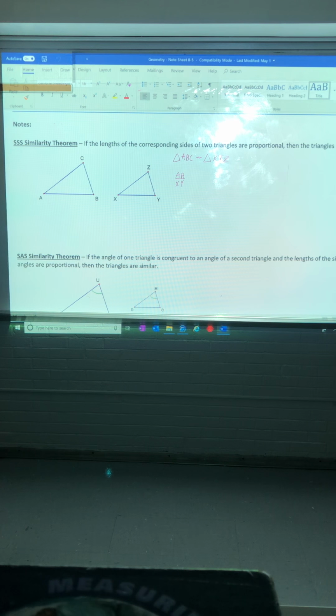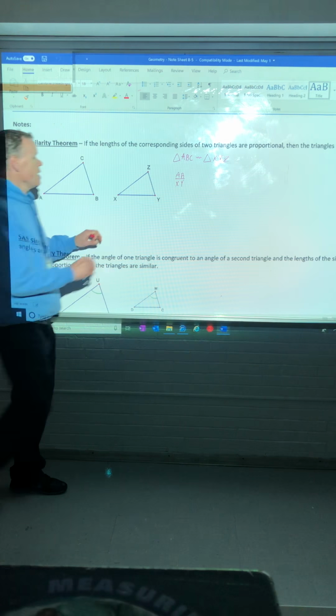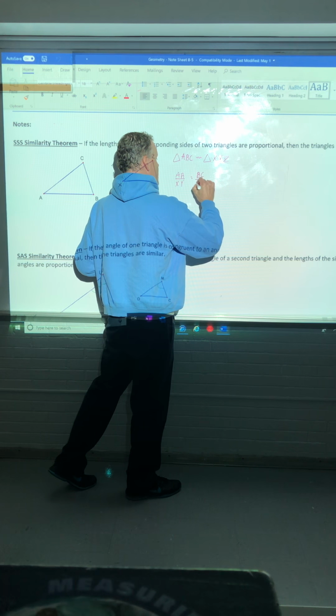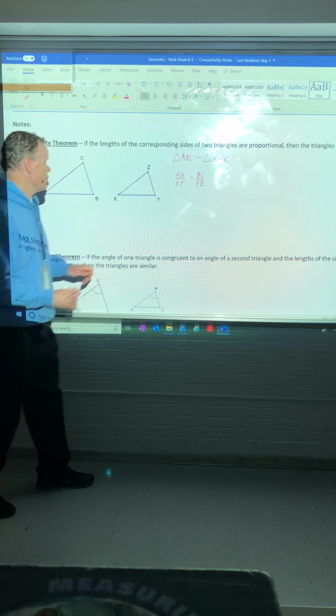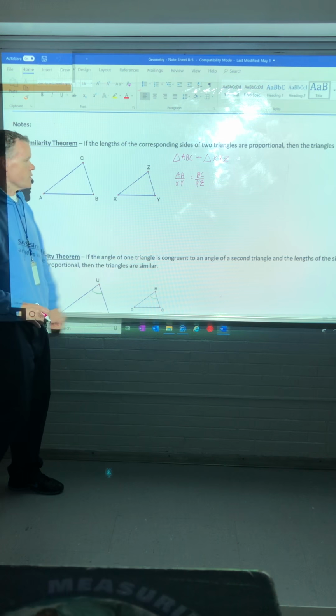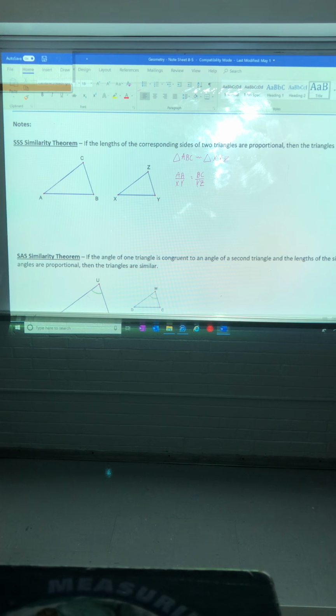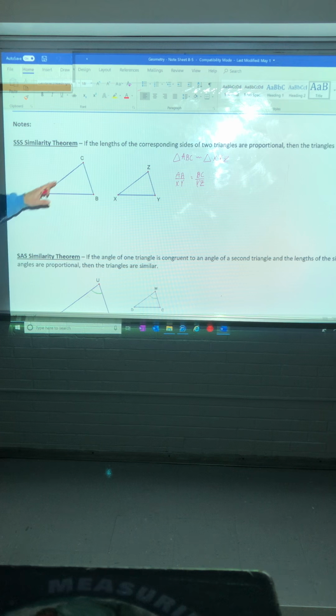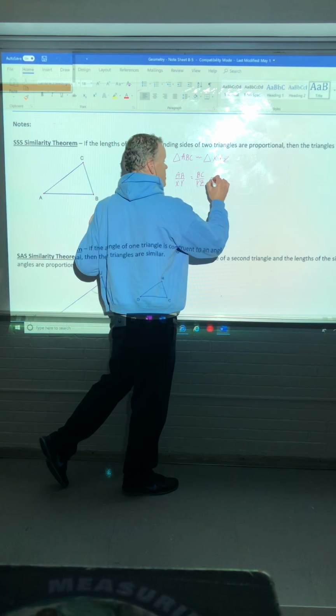and then BC on top, big to small, BC is going to be in proportion to YZ. Okay, so we're going from the bigger triangle to the smaller triangle. And finally, you would have ZX right here and CA. So you would have CA in proportion to ZX.